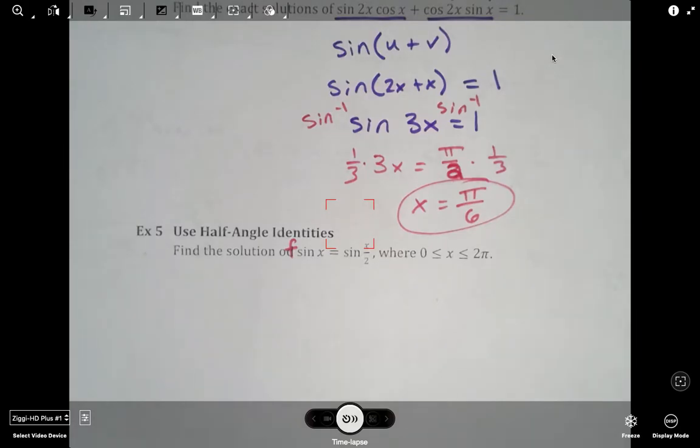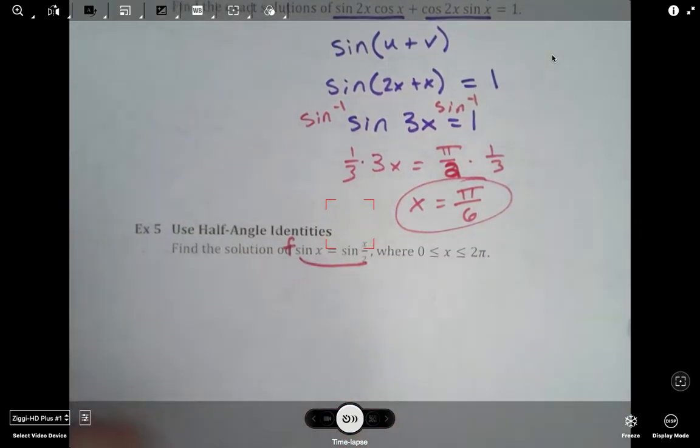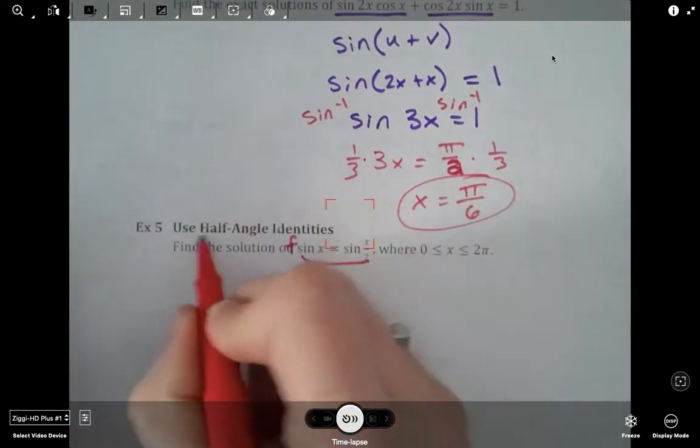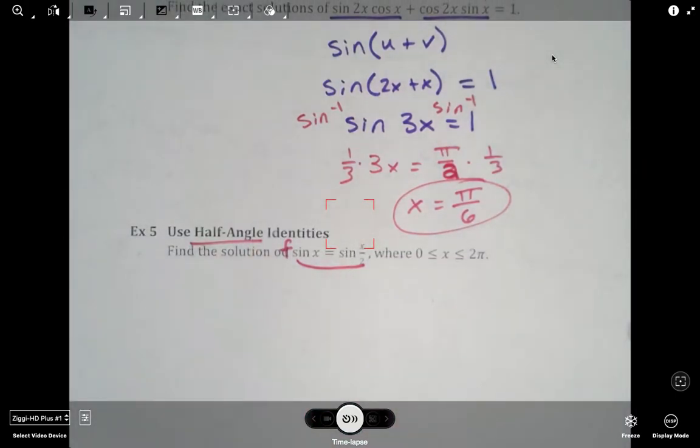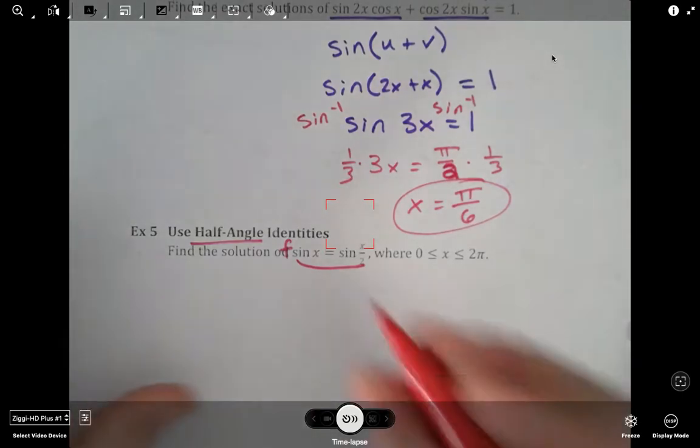Okay? Find the solution of sine of x equals sine of x over 2. This is what we're solving. And we use a half angle identity. Now, you will not plug stuff into both sides, right? Sine of x, we're going to leave alone because it's nice. I like sine of x. That's as easy as it gets. But sine of x over 2, we're going to use an identity for that, right?